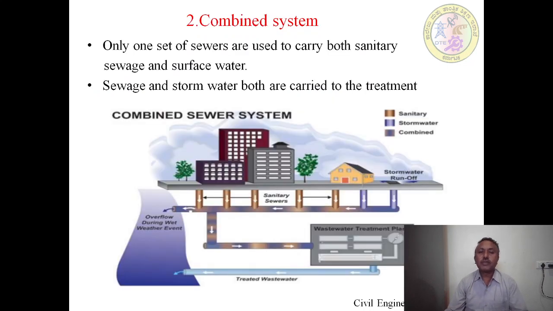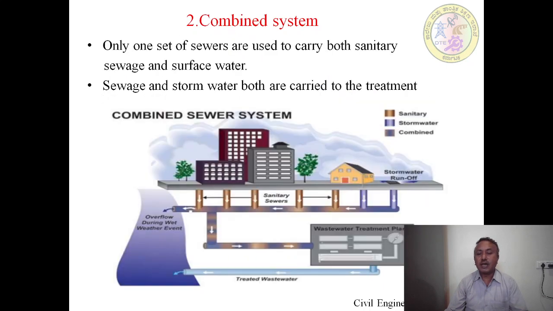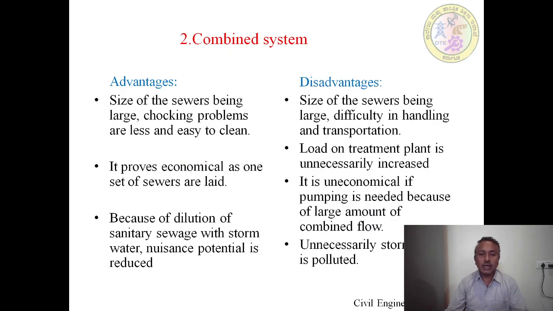Combined system. In this combined system, only one set of sewers of bigger diameter is used to carry both sanitary sewage as well as storm water. Sewage and storm water both are carried to the treatment plant. In the combined system, there may be some advantages and disadvantages. We'll look into the advantages first.